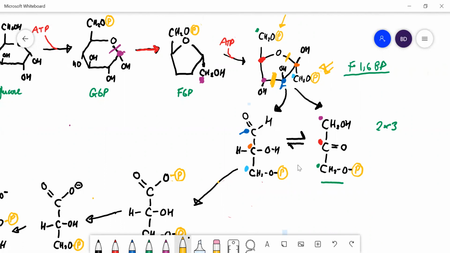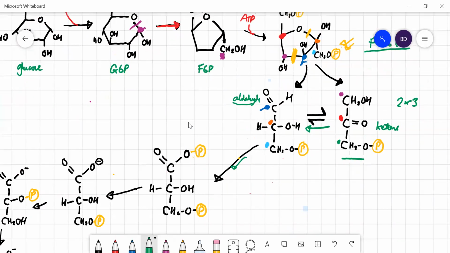If you know your chemistry, you can see that this one is a ketone and this one is an aldehyde. There's no difference in oxidation there; they're both equally oxidized. The aldehyde form is the one that reacts in the next step, which means it's going to be used up. Le Chatelier tells us that the position of that equilibrium is going to be moved, so the ketone will turn into the aldehyde as the aldehyde is removed in the next step.